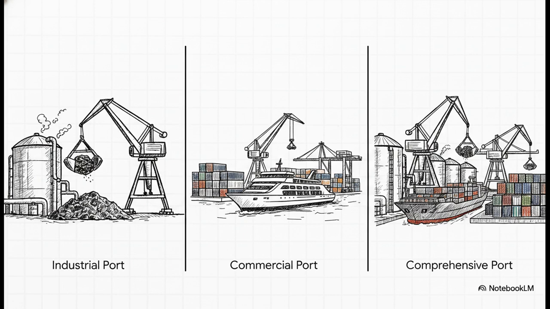Industrial ports handle the heavy lifting, dealing with bulk cargo like grain, sugar, and oil. Commercial ports manage general packaged products and passengers. And then we have the comprehensive ports. These are the absolute giants that handle the whole shebang, both bulk and general cargo in staggering volumes.